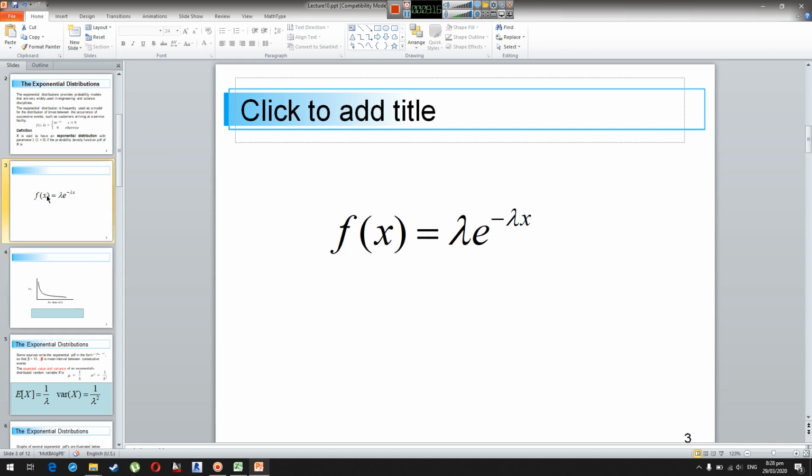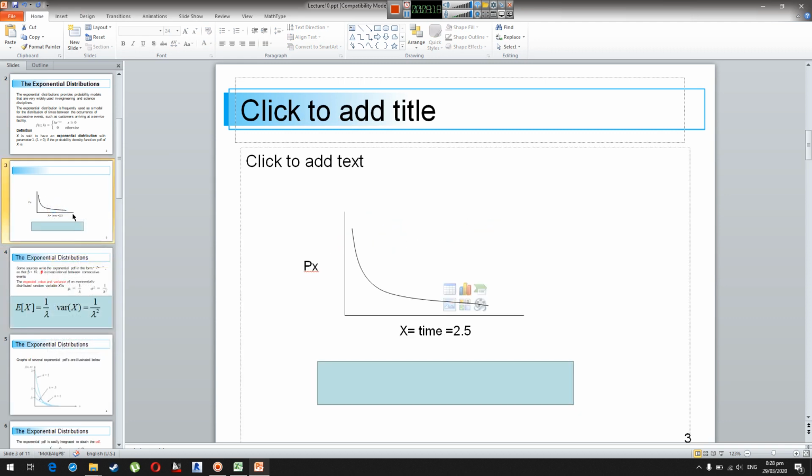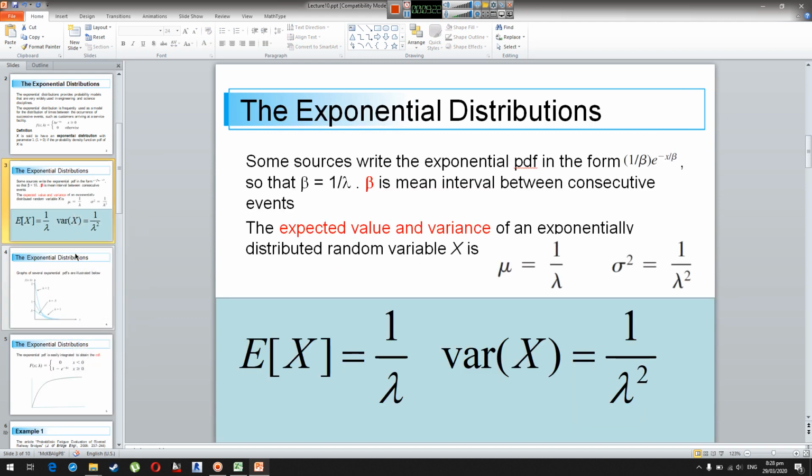Now let me remove these slides. Delete slides.